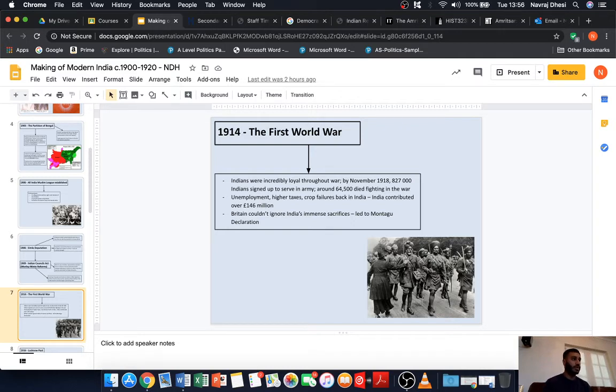So, what the Indians are demanding now, what the Indian nationalists are demanding now, is a greater say in their own governance. Okay, they want reforms and concessions which lead to self government and home rule.